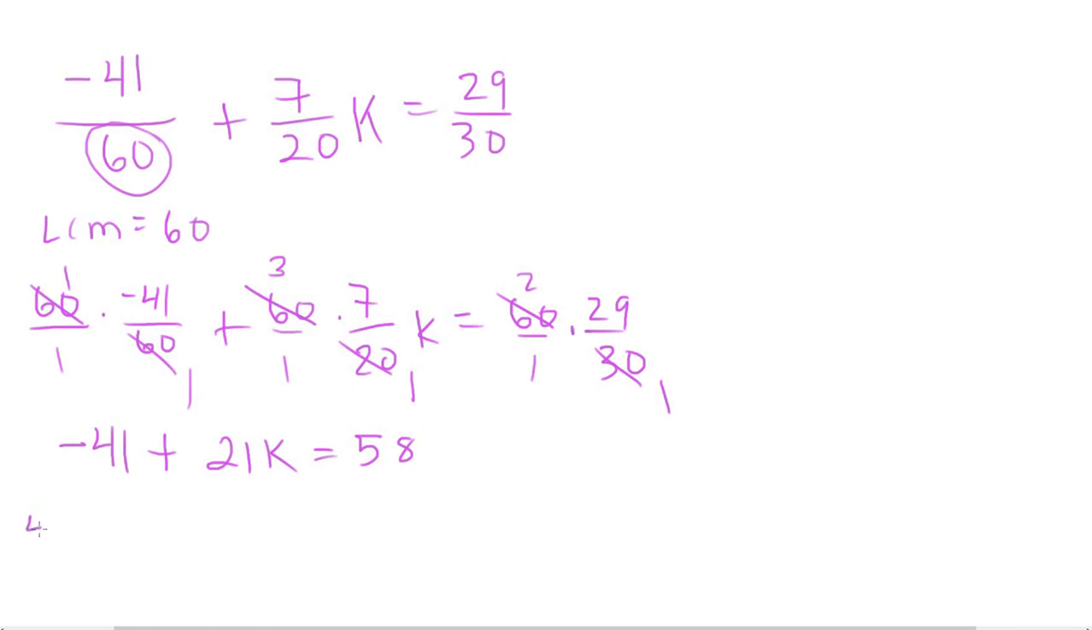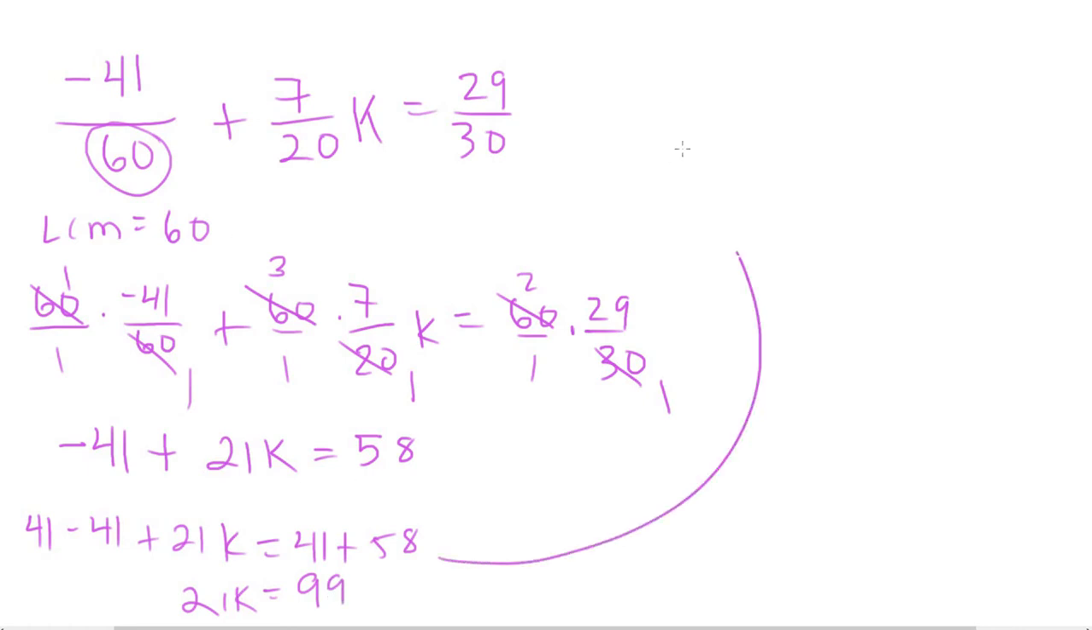We're going to add 41 to both sides. 41 minus 41 plus 21k equals 41 plus 58. So 21k equals 99. I'm going to bring that up. So that's 21k equals 99. Divide both top and bottom by 21. Cancel. K equals 99 over 21.